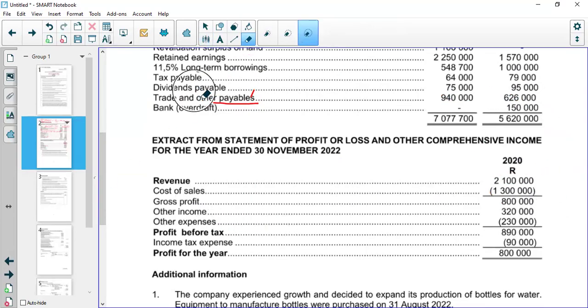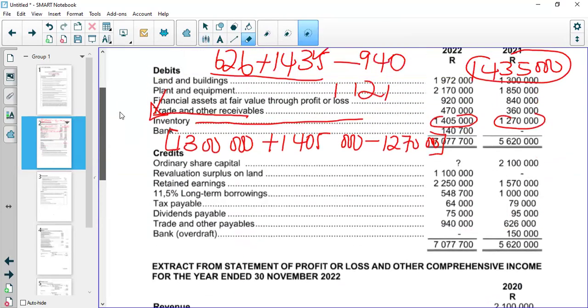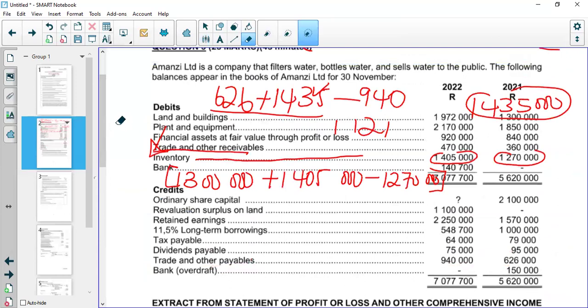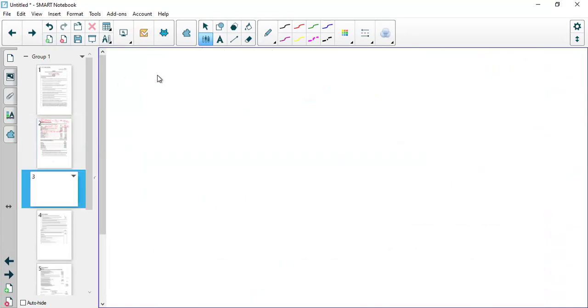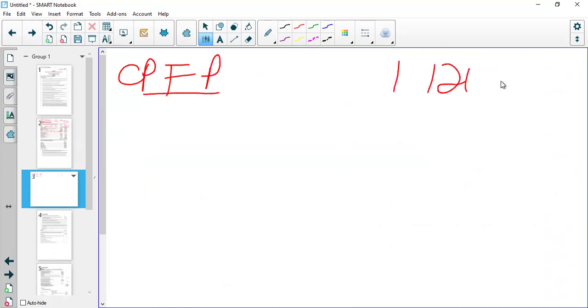So we have cash paid for purchases. Did I rub it off? This is 1121. So our cash paid for purchases is one. So let me just write. Cash paid for purchases. This is 1,121,123.